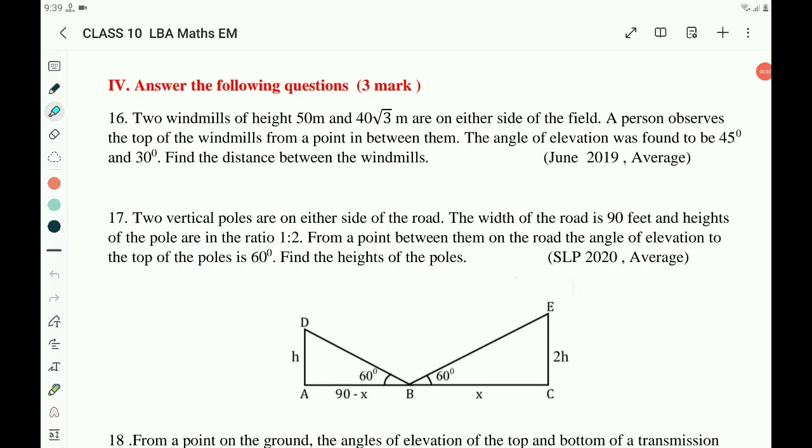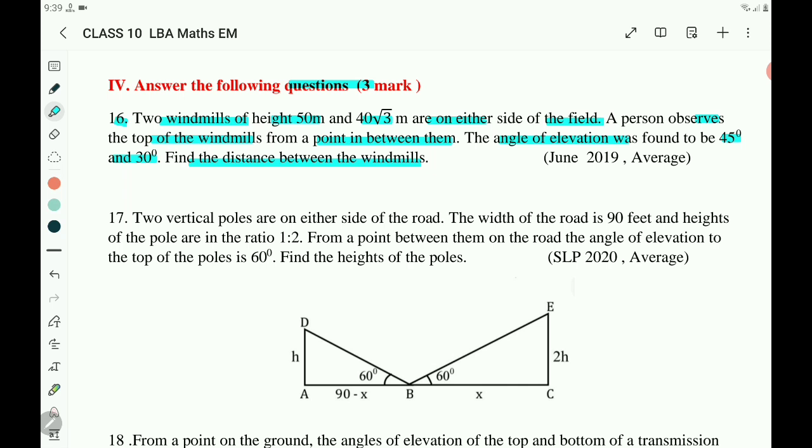Now let us solve the fourth main 3 marks question. Answer the following questions. Each question carries 3 marks. Question number 16. Two windmills of height 50 meter and 40√3 meter are on either side of the field. A person observes the top of the windmill from a point in between them. The angle of elevation was found to be 45 degree and 30 degree. Find the distance between the windmills.